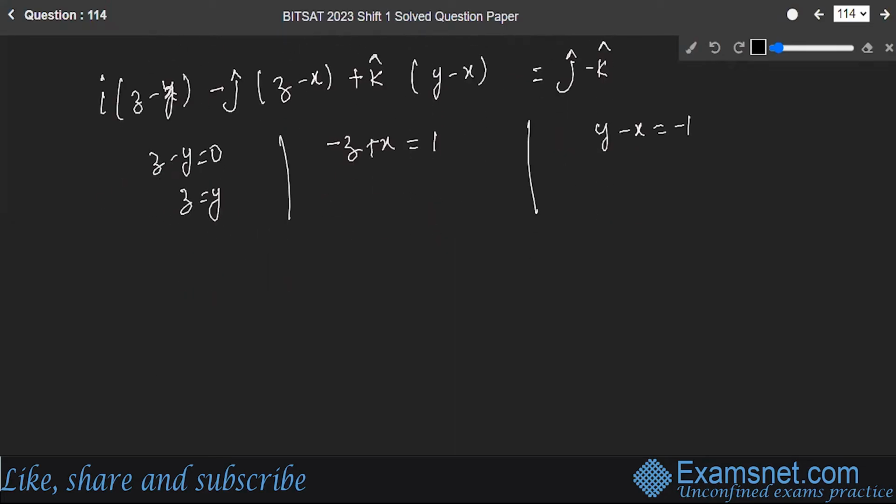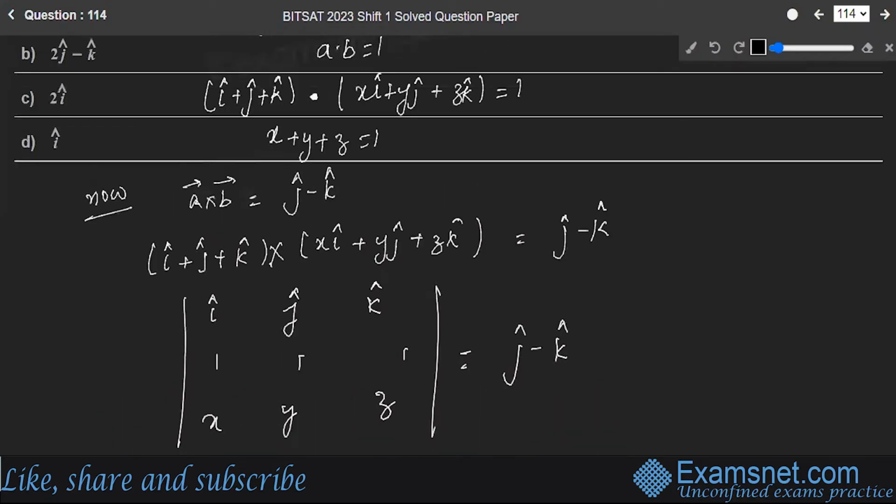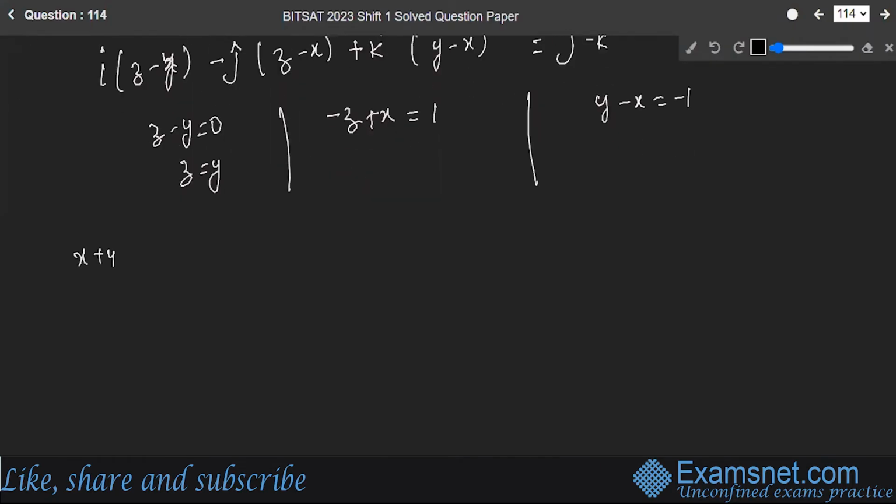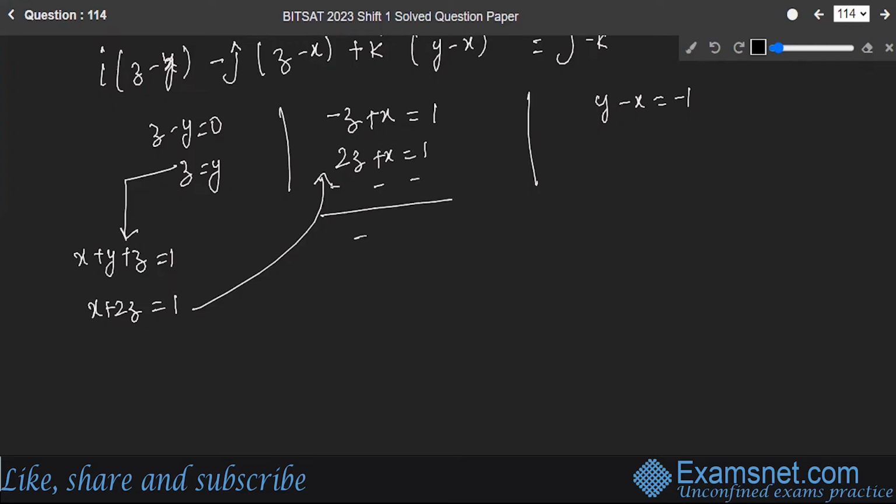Okay, and now from this one, I have x plus y plus z is equal to 1. So if I fill in over here, you have x plus 2z, because y was equal to z, is equal to 1. And you have, I'll fill it over here, 2z plus x is equal to 1, and x minus z is equal to 1. Subtracting, you have minus 3z is equal to 0, or z is equal to 0. y was equal to z, which is equal to 0.